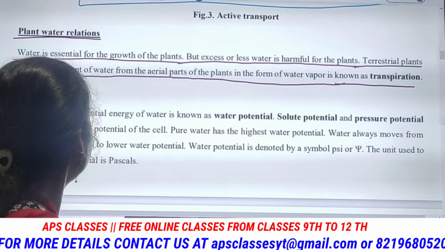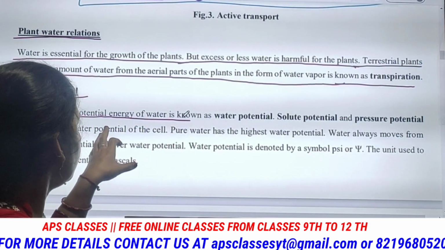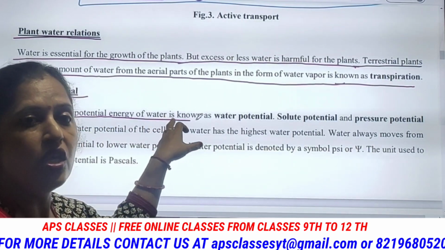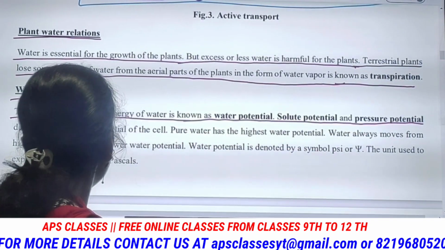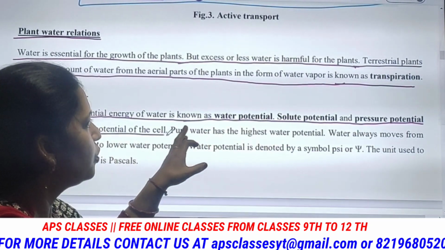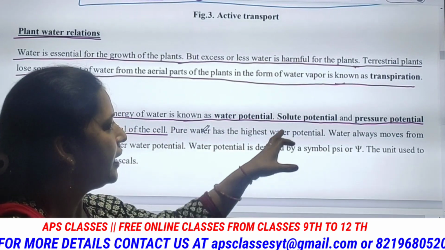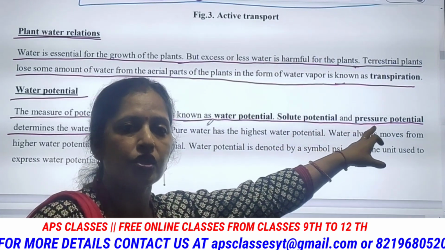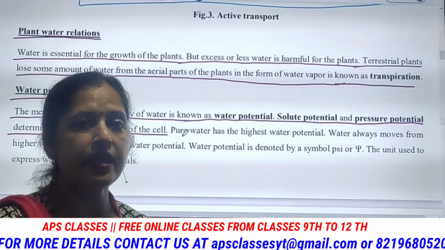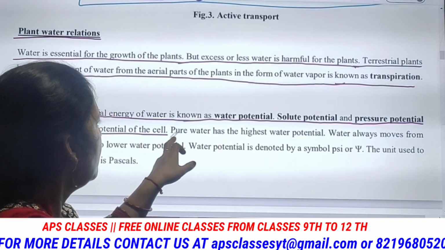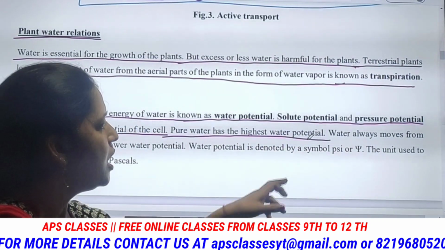Next is water potential. The measure of the potential energy of water, in which we measure the potential of water energy, is known as water potential. Solute potential and pressure potential determine the water potential of the cell. So there are two types of potentials that determine the water potential of the cell: the solute potential and the pressure potential. With the help of these potentials, we can easily measure or determine the water potential of the cell. Pure water has the highest water potential.